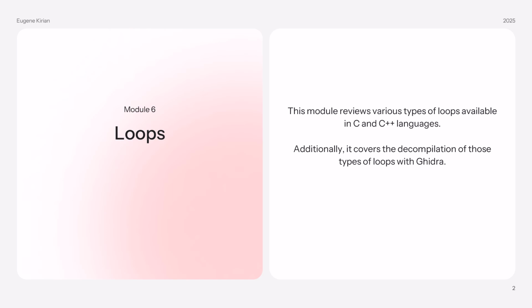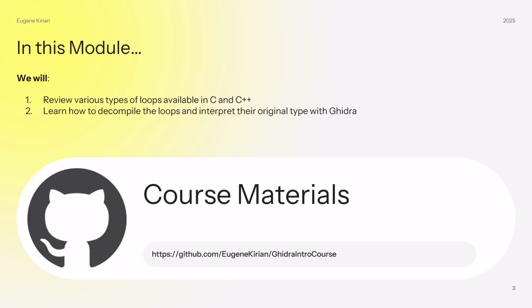C++ programming languages. Loops are a fundamental construct in programming made to execute a block of code repeatedly. In this module, we'll review the different types of loops you'll typically encounter, including for loops, while loops, and do-while loops. In this module, we will explore how the loops are represented in compiled code and how we can reverse engineer them using Ghidra. The goal is to learn how to decompile loops, understand their structure, and identify the different types of loops even after the compilation.